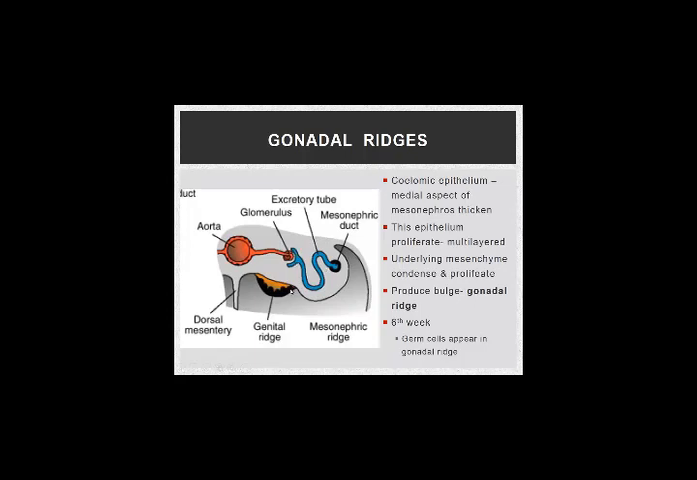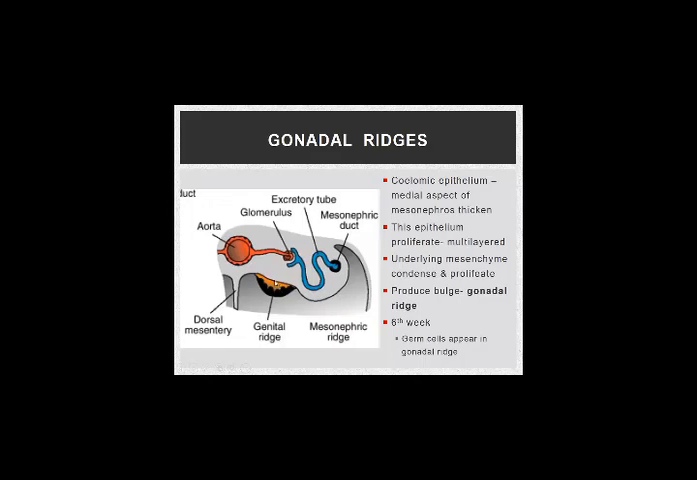So the epithelium on the medial side of the mesonephros begins to thicken. This thickening is produced by proliferation of the epithelial cells, which is the coelomic epithelium on the posterior abdominal wall. So medial to the mesonephros, this epithelium now becomes multilayered.